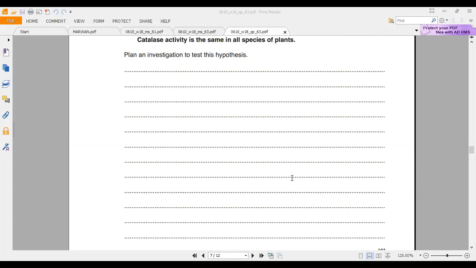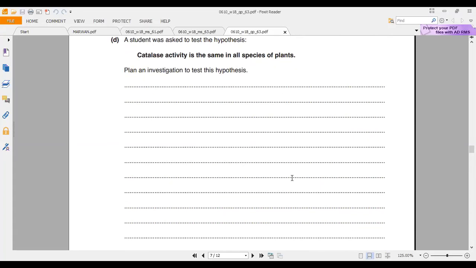First of all, any experiment should contain variables. The variables are categorized into 3 categories. Category number 1 is the independent variable. This is the one that we are changing by ourselves, okay?